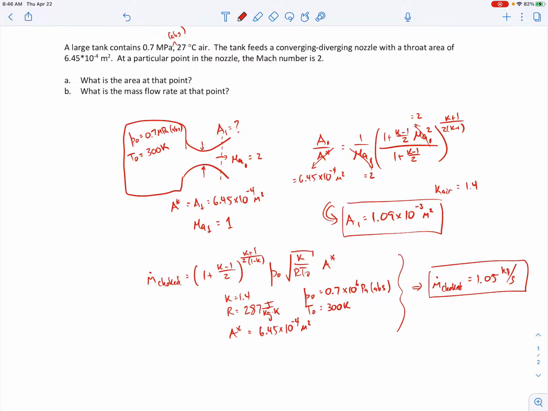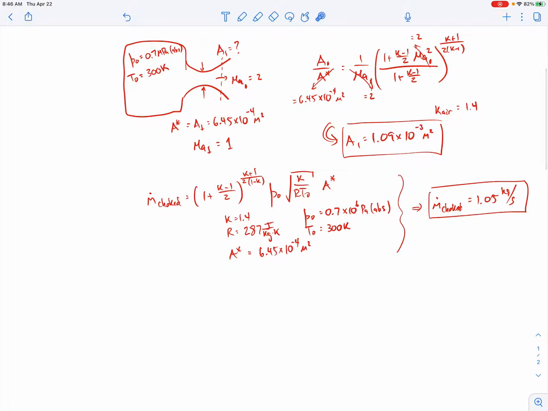It's the same mass flow rate through the entire nozzle, since it's a steady flow. Now, another way we could find the mass flow rate is just to find the mass flow rate at this vertical plane 1. So we could also do mass flow rate equals density at 1 times V1 times A1. A1 we just solved for a little bit ago. That's right up here. The velocity at 1 is related to the Mach number at 1 and the speed of sound at 1.